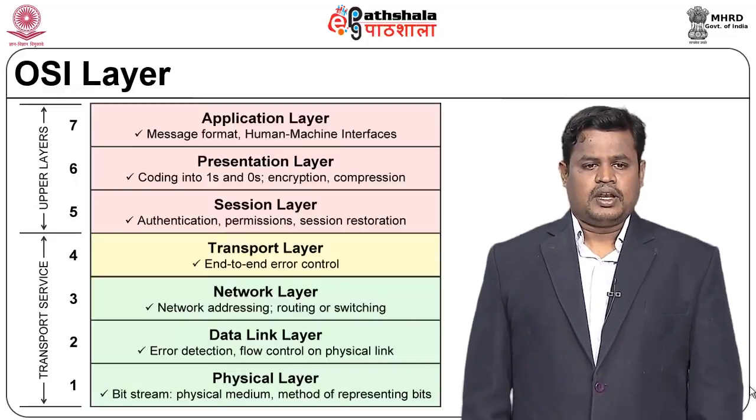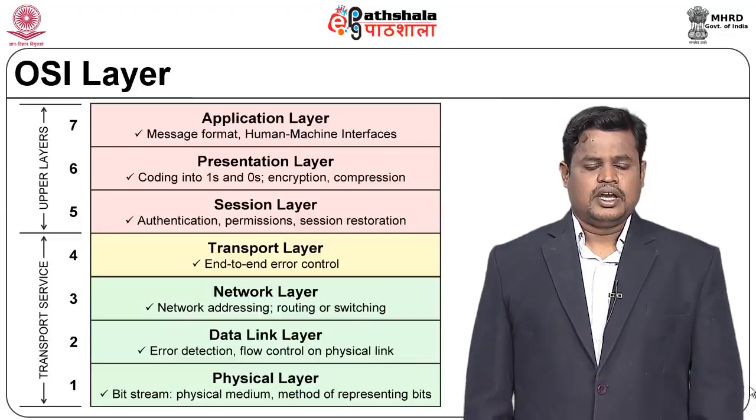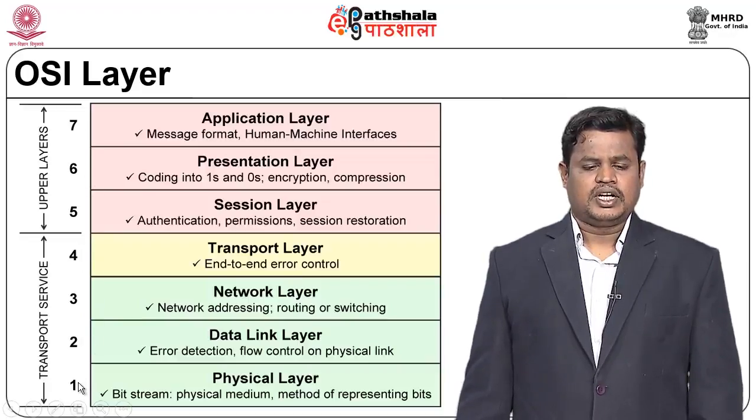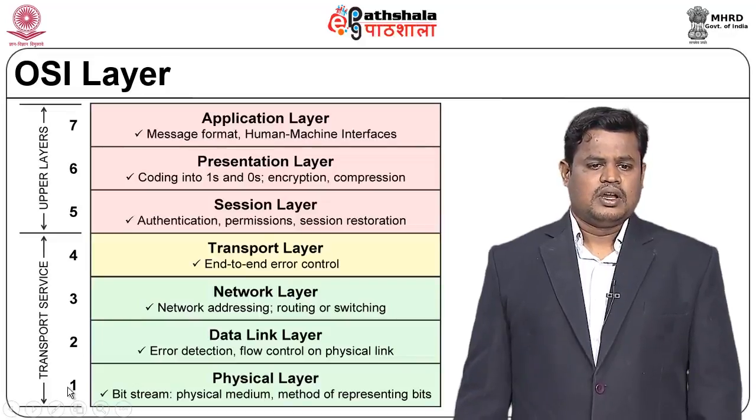The OSI model, Open Systems Interconnection, is where your network functions based on 7 layers. From bottom to top, they are numbered 1, 2, 3, 4, 5, 6, 7. Totally there are 7 layers. Every computing device is functioning based on these 7 layers.